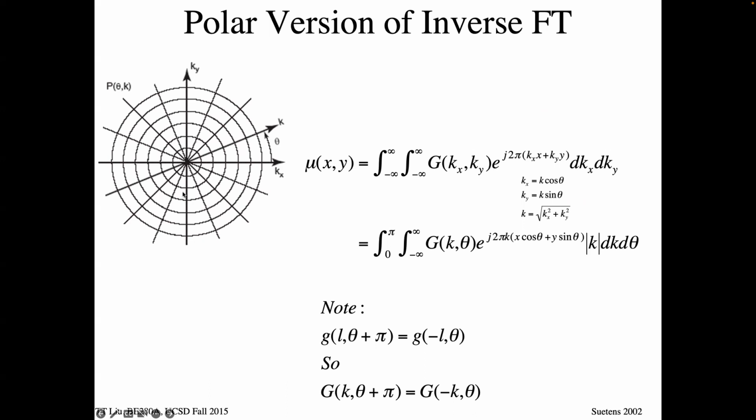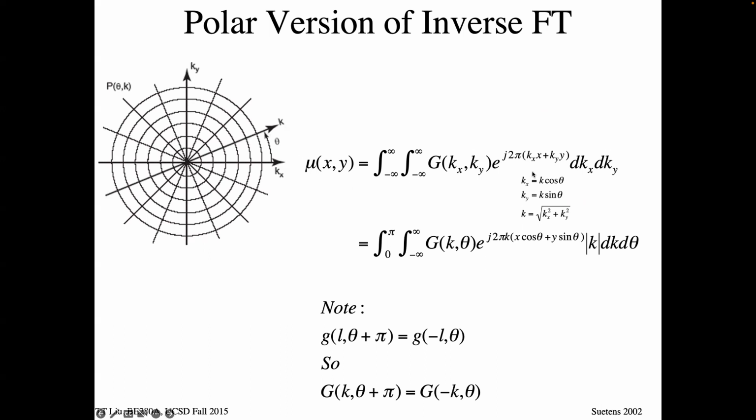However, our original data is not on that rectilinear grid. Our original data actually is parameterized by k and theta. So k is the distance away from the origin, and theta is the angle of that sample. So it's along these values here. So it's k and theta.